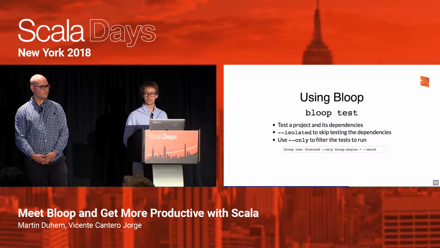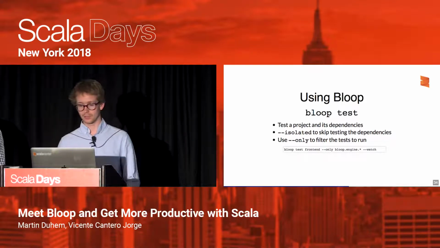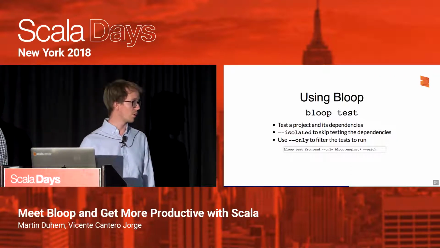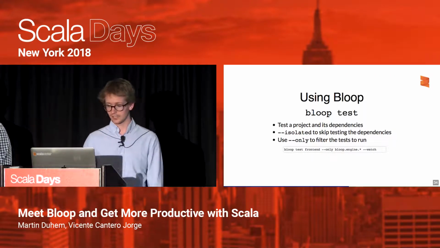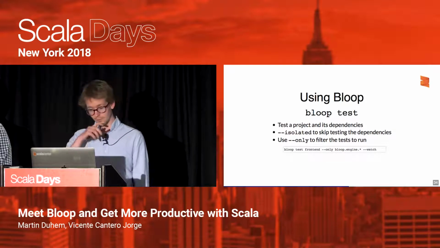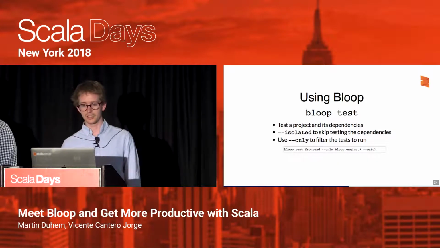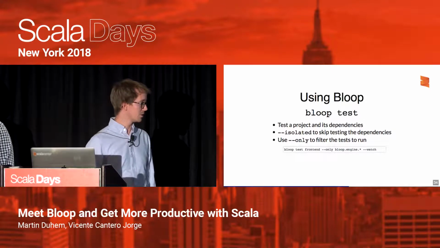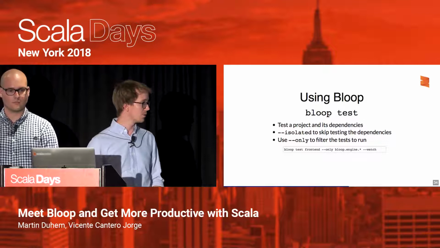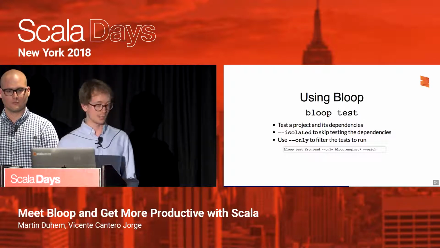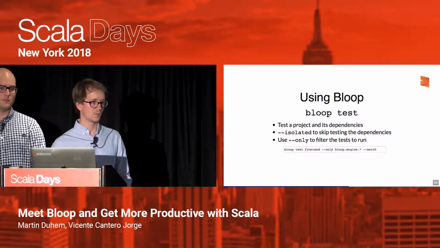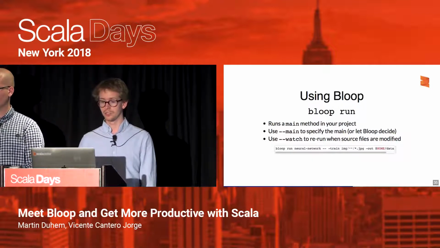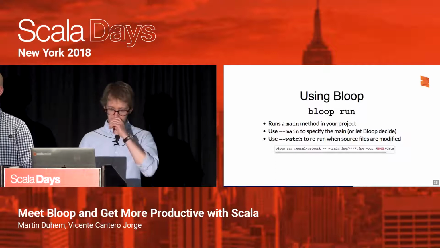The second main command is Bloop test. This one is going to run the test for a project and its dependencies, but you can specify to run just the test for one of your projects with isolated, or you can select only a few classes or packages to run. For instance, in the command at the bottom of the slide, it's going to run the test for a project called frontend and only the tests that are in the package bloop.engine, and rerun the tests whenever one source file is changed. Then we have Bloop run, which is going to run a main class of your project.